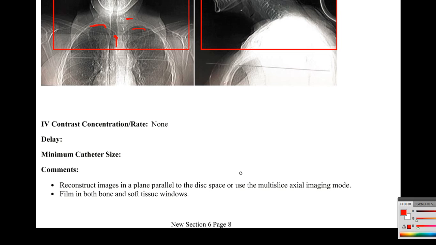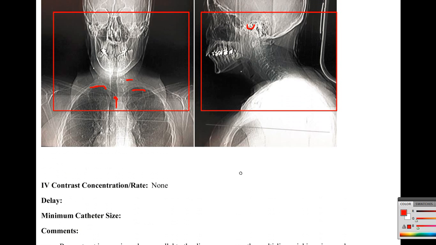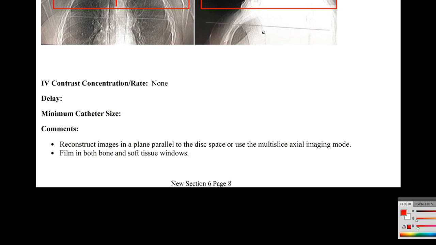Reconstruct images in a plane parallel to the disc space, or you use multi-slice axial imaging mode. Basically what we do is reconstruct based on disc spaces, which can be sometimes quite tedious because you're looking at this space here, here, here, here, and you have to hit those angles. So many times it will require piecing together several different scans after the initial scan to kind of go through these disc spaces.